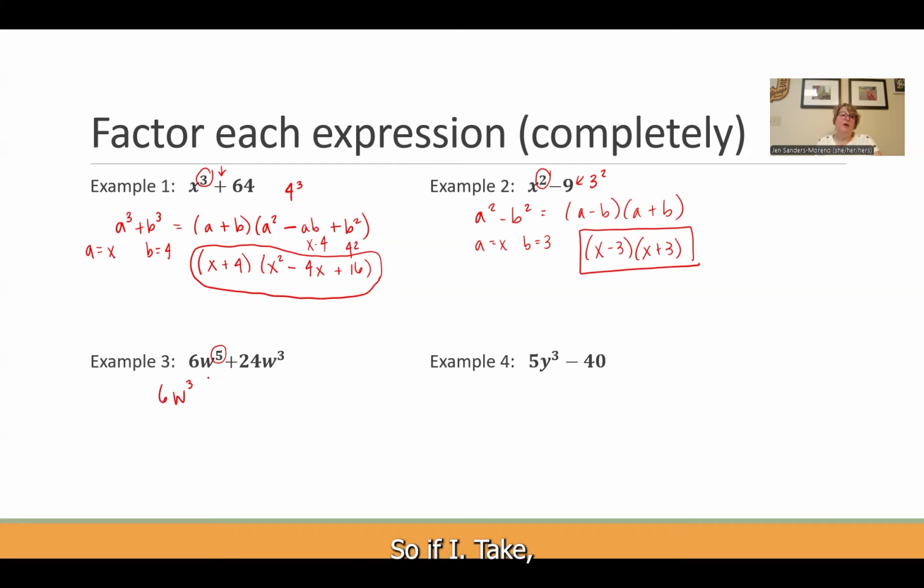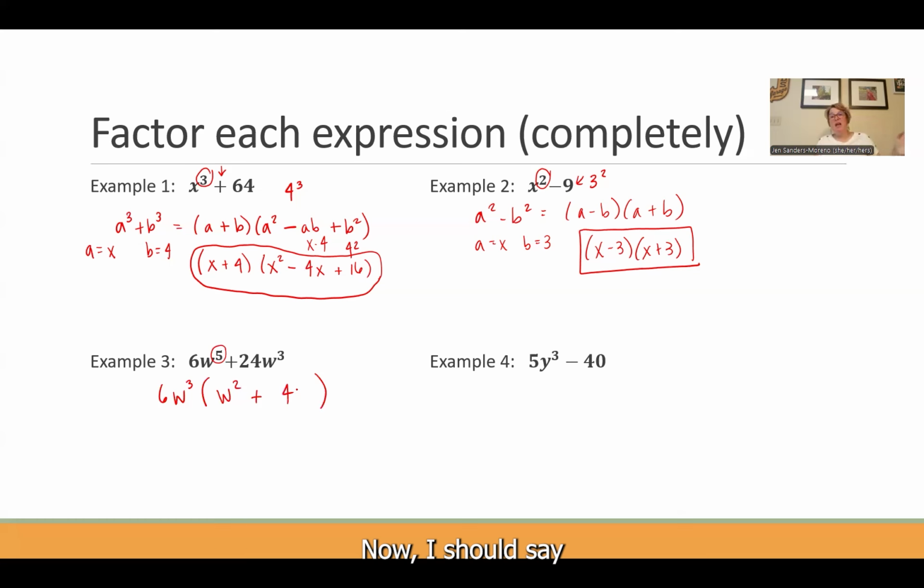Okay. So if I take a 6 and 3 W's out of this first term, I'd have 2 W's left. And then if I take a 6 and 3 W's out of this term, then what is that? That'd be a 4.